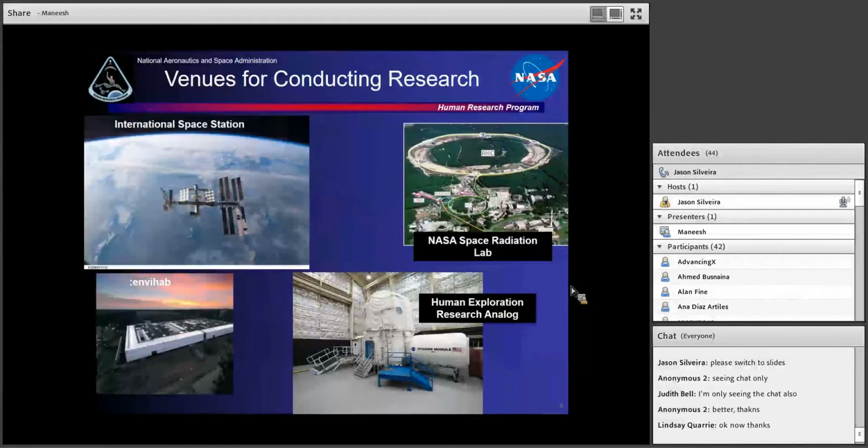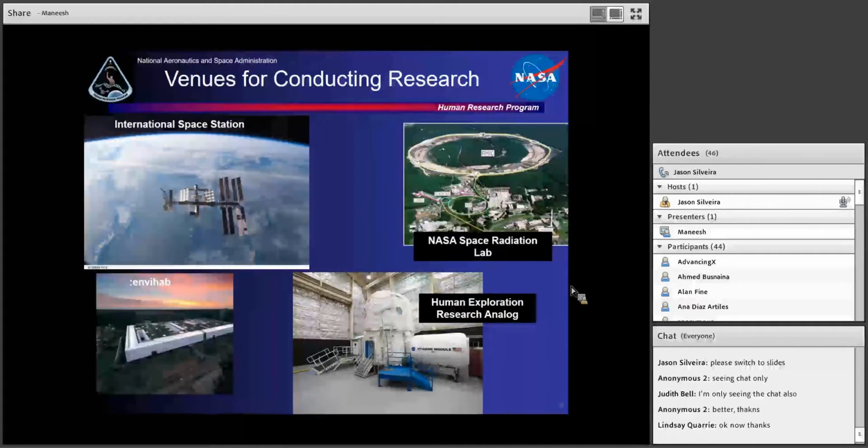We have a number of venues where we conduct our research. Obviously, the first is the International Space Station, top left. Top right is the NASA Research Radiation Laboratory on Long Island. Bottom left is NVCAV. So this is a bed rest facility where we do work in Cologne, Germany. We do this in collaboration with our friends at the DLR and ESA.